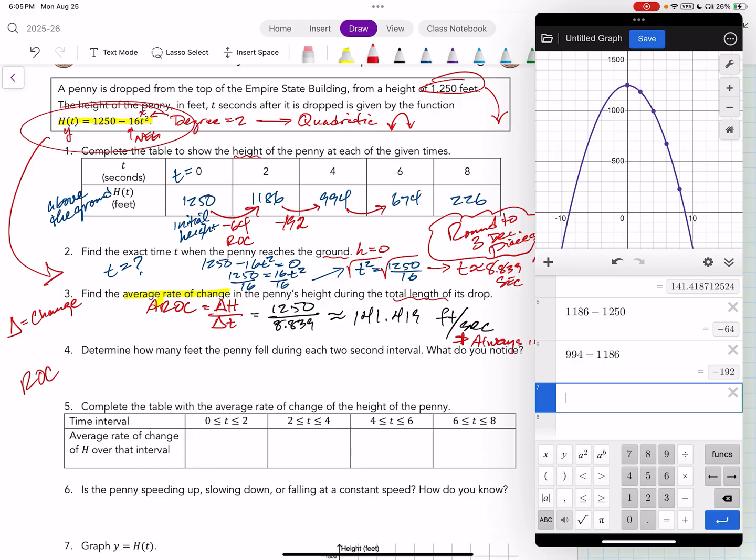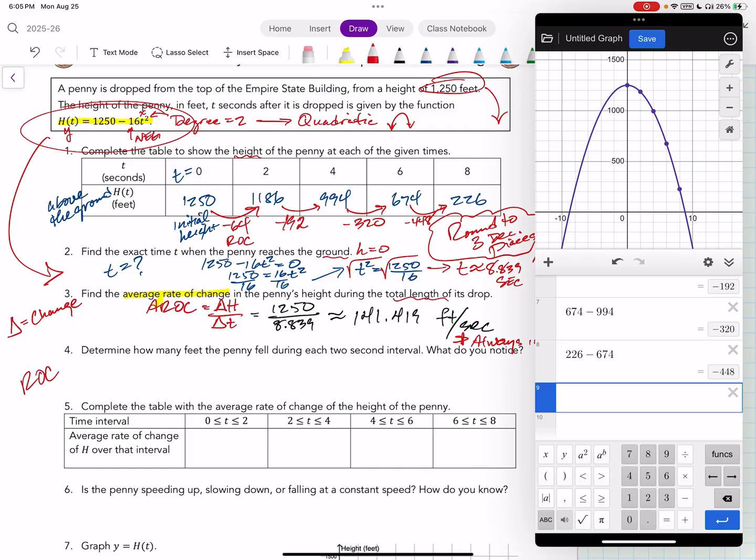And then obviously here from 674, so 674 minus 994. All right, so negative 320 feet. And the last rate of change, 226 minus 674. You get negative 448.